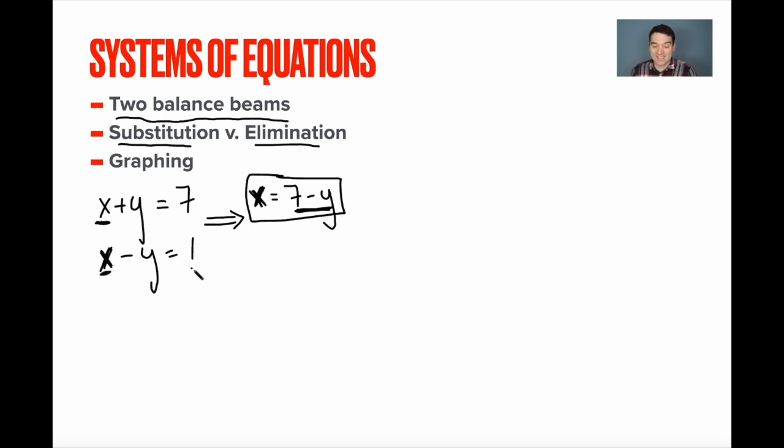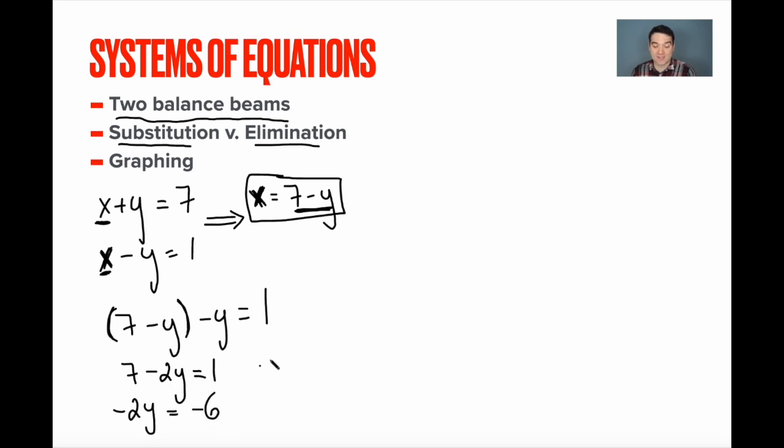What we're going to do now in this second equation, wherever we see x, we're going to substitute 7 minus y. So what I get is 7 minus (7 minus y) is equal to 1. Okay. There's no negative in front of these parentheses, so I can just remove them. 7 minus y is the same thing as 7 minus 2y equals 1. Subtract 7 from both sides, and I get negative 2y equals negative 6. Divide both sides by negative 2, and what do I get? I find that y equals 3.